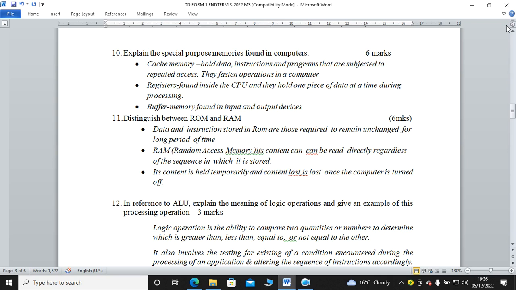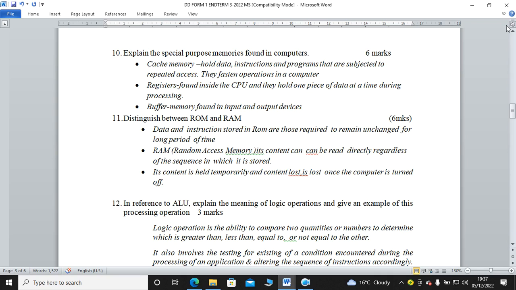Registers are found inside the CPU and they hold one piece of data at a time during processing. Then you have buffer. Buffer memory is the memory found in the input-output devices. Sometimes you may wonder, when the printer experiences paper jam, when you remove the clogged paper, the printer continues to print where it had left. Why? Because it has its own memory, that is the buffer.